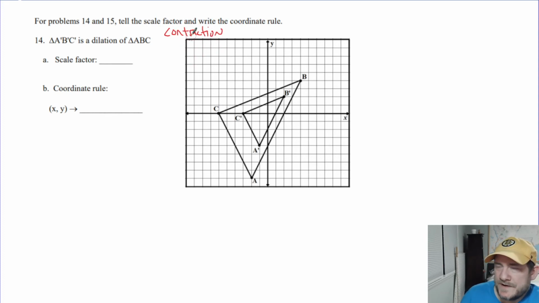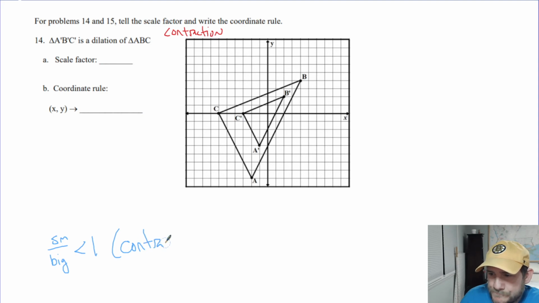And the reason you might want to make a note of that is because when we go to do our scale factor, we'll know whether to put the big number on top or the small number, because small over big is always going to be less than 1. That's always going to be what we want for a contraction. Now if our dilation was an expansion, then we would need to be doing big over small, because that would be a number greater than 1. That's going to be our expansion.